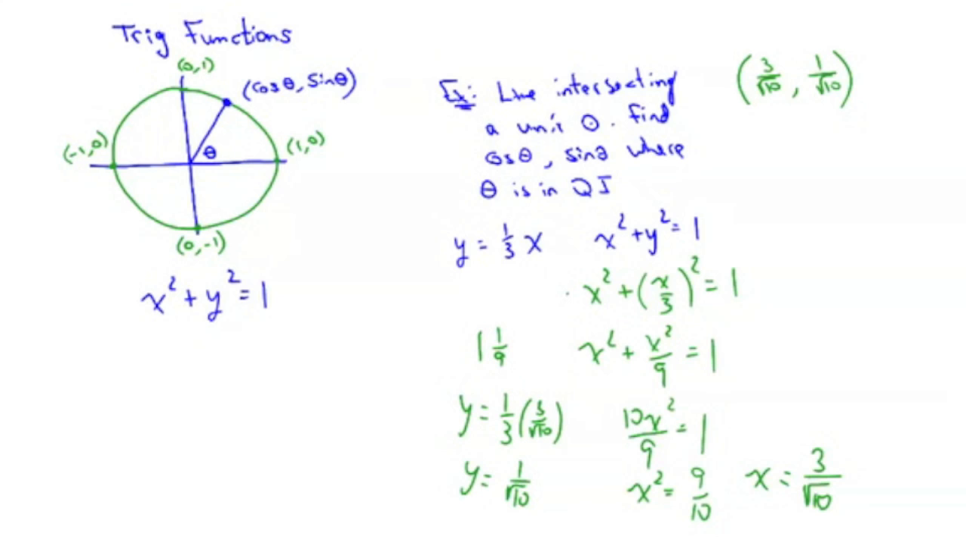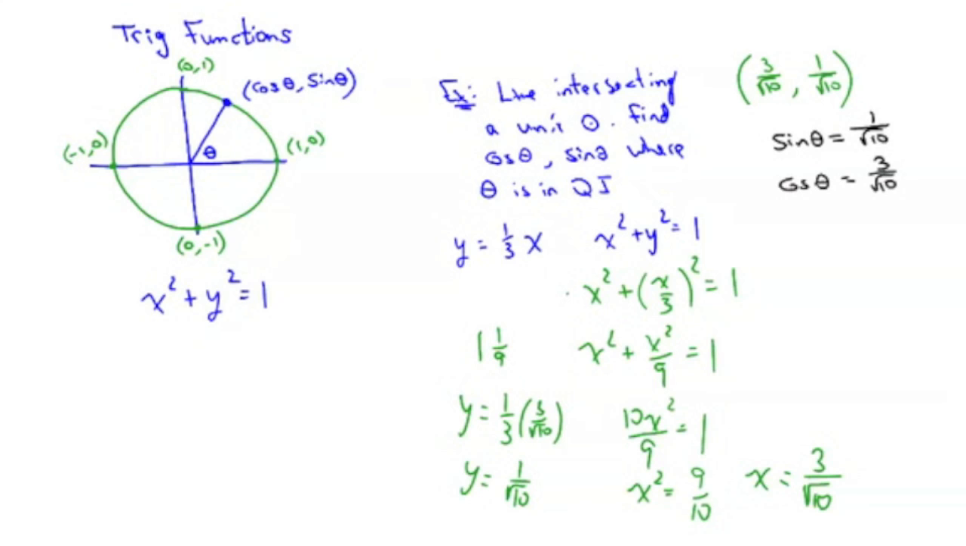So after all that's done, what's sine of theta equal to? Sine of theta is 1 over the square root of 10. Yeah. And the cosine of this angle? 3 over the square root of 10.